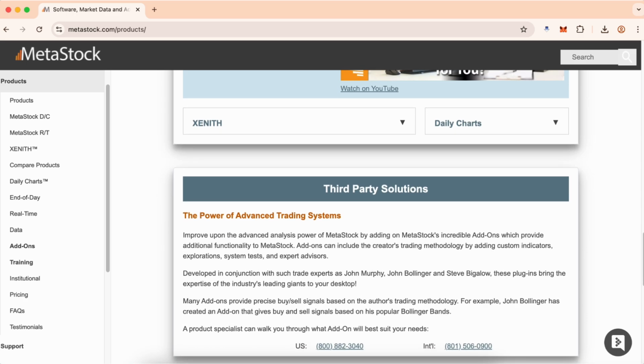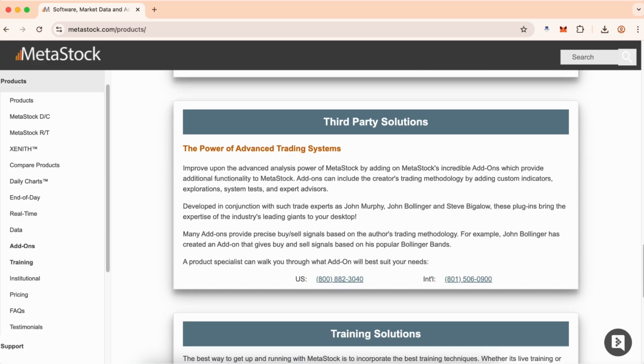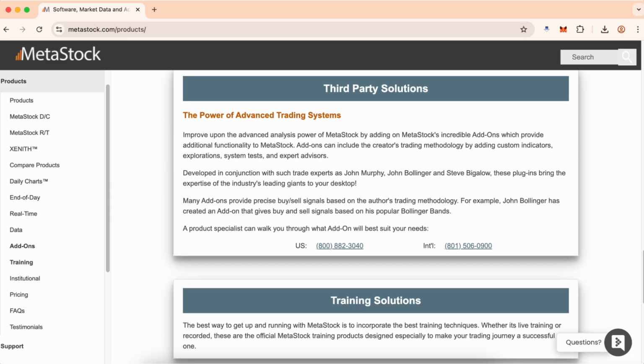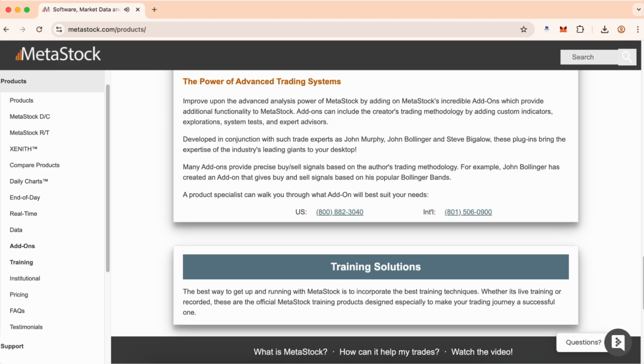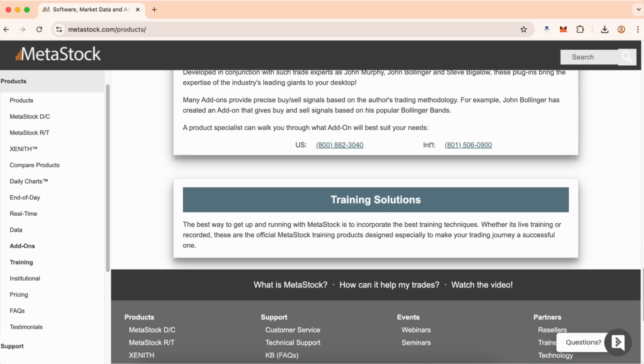Data feeds can add up quickly if you need real time data for multiple markets. The formula language, while powerful, requires programming knowledge to fully utilize. Customer support, while knowledgeable, can be slow to respond during peak times.